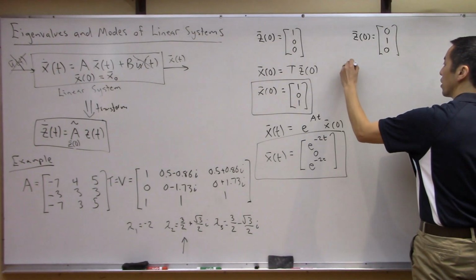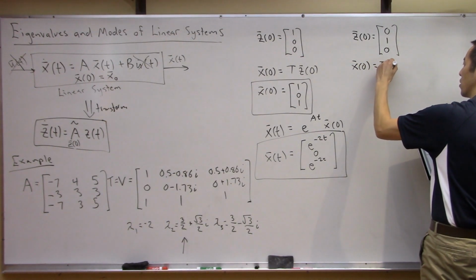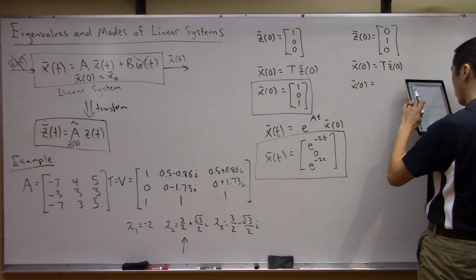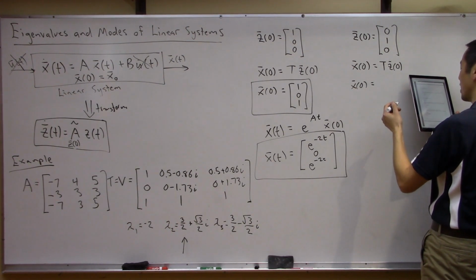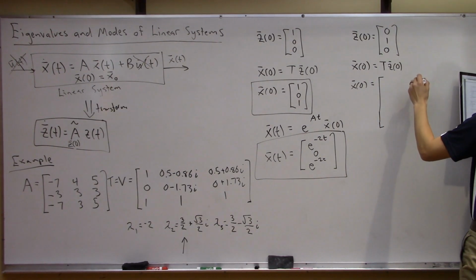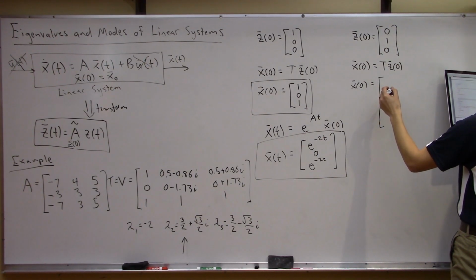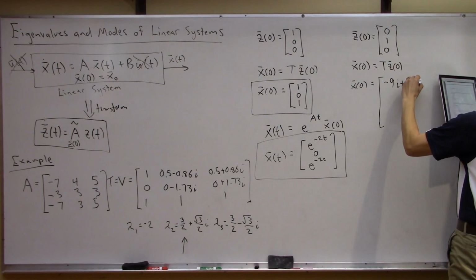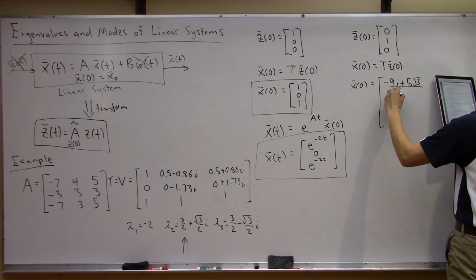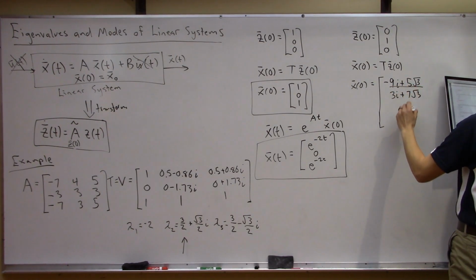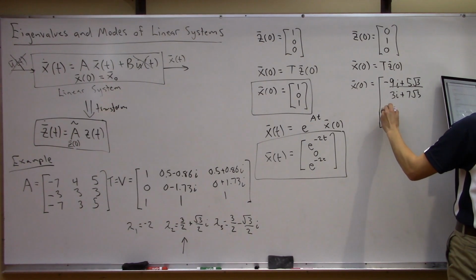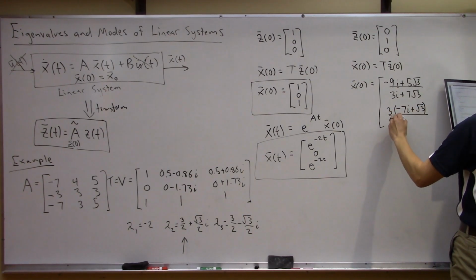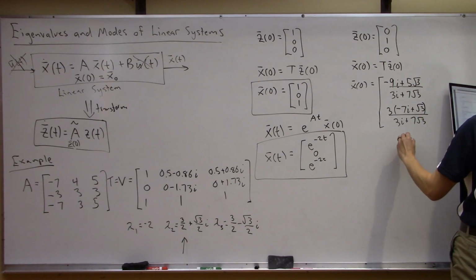Okay, so again, let's go ahead and do this. X of 0 is T Z0. So you go ahead and do that, and what's interesting is you'll end up with an initial condition which is actually imaginary. So for the interest of completeness, let me go ahead and write it down. I did this in Mathematica. It came up with negative 9i plus 5 root 3 all over 3i plus 7 root 3. That's the first element. The second element looked very similar: 3 times the quantity negative 7i plus root 3, all over 3i plus 7 times root 3, and then a 1.